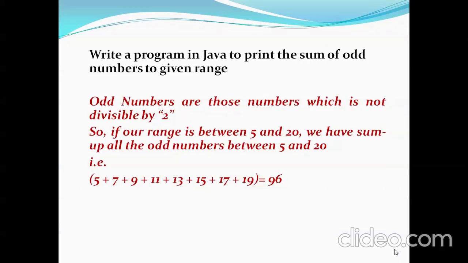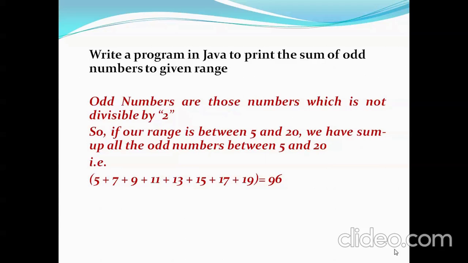In our program, we have to print the sum of the odd numbers in a given range. For example, say we have to add up all the odd numbers between the numbers 5 and 20. Then we will find that the odd numbers are 5, 7, 9, 11, 13, 15, 17, and 19. We add up these numbers and the result is 96. So we have to write a program to give the result 96 by adding up all the odd numbers between the range 5 and 20, or within any given range.